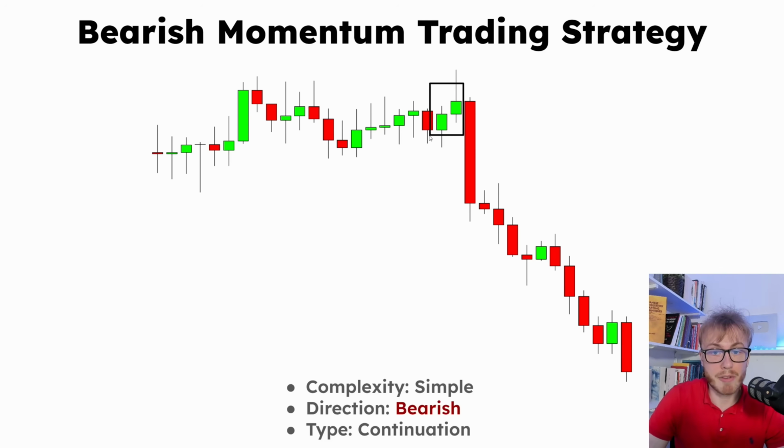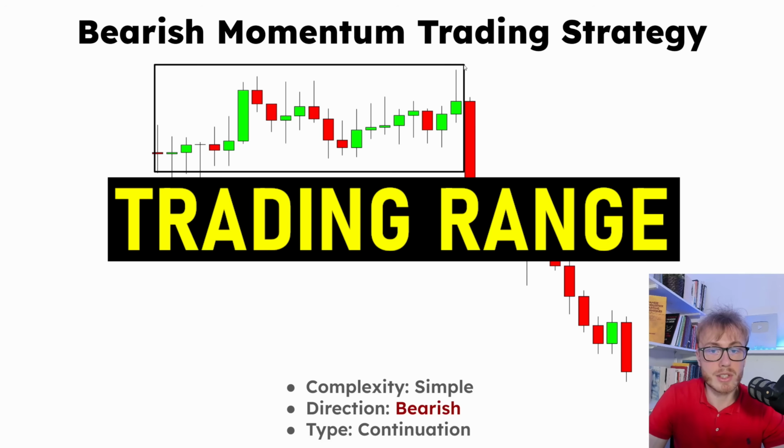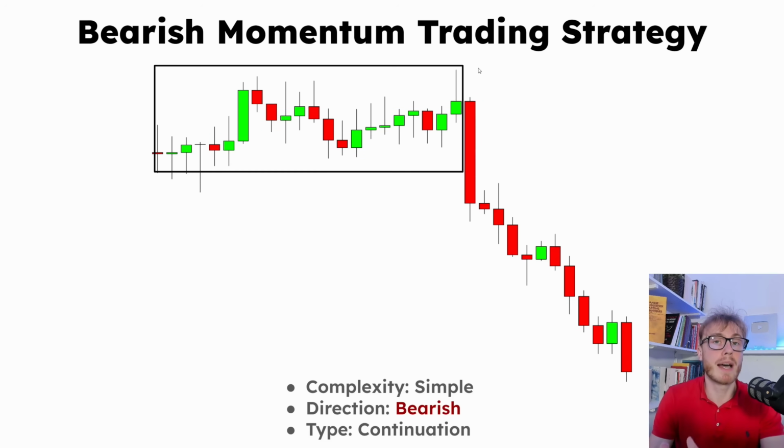And the body is definitely more than twice the size compared to all of these previous candles. And remember that I said that this is most often a continuation pattern. So before the pattern, preferably we want to see a downtrend. But in this case, you can actually see that the price was in a trading range before the pattern appears. And this is also completely fine. You can actually trade the bearish momentum candle both as continuations, but also reversals.